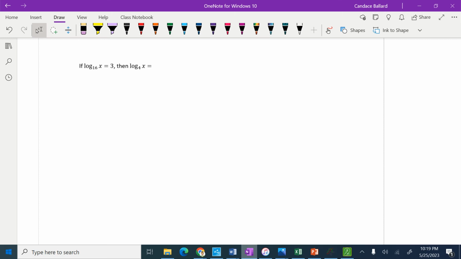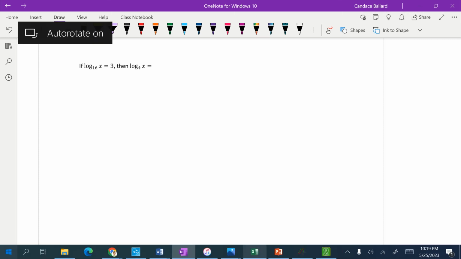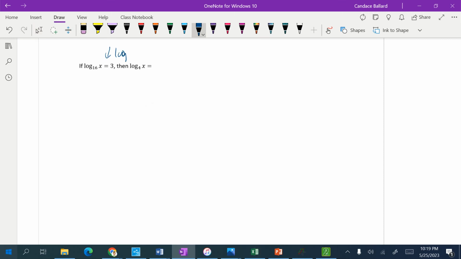If log base 16 of x equals 3, then log base 4 of x equals, well, I don't know exactly what to do here, so I'm going to do what I know. I know that I can log loop this. So I know my base is 16 and my new exponent is 3.